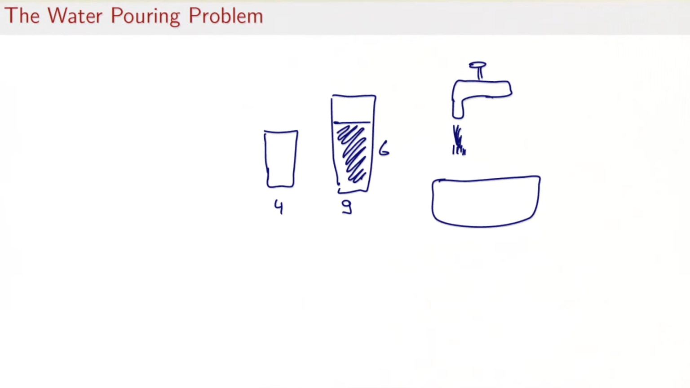Now the classical water pouring problem uses two glasses of the given sizes and the given target size of 6 deciliters. But we are going to generalize that a little bit. We want to have an arbitrary number of glasses of arbitrary given capacities and an arbitrary target capacity in one of the glasses. So let's see how we would model this problem.